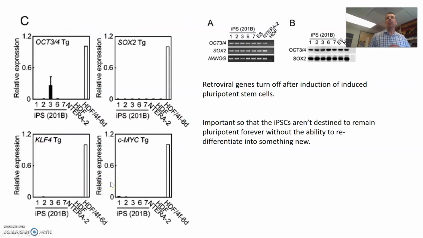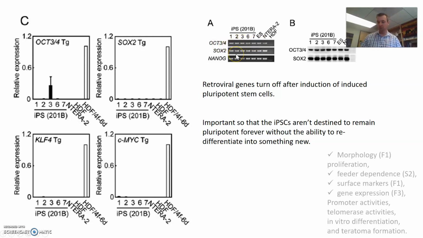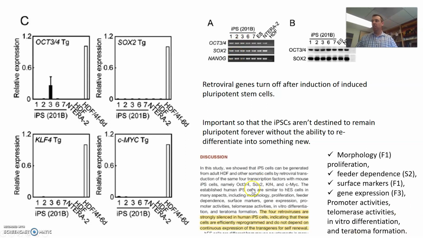And finally, the exogenous, in other words, the retroviral extra copy of these four factors, were turned off, but the genomic copies of these genes, the endogenous ones that are part of the cell's own genome, were actually turned on as part of the induced pluripotent stem cells. And that's going to be important so that they do not continually express the transgenes for continuous maintenance of pluripotent stem cells and self-renewal.